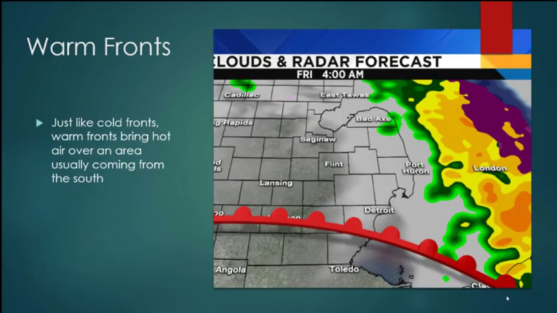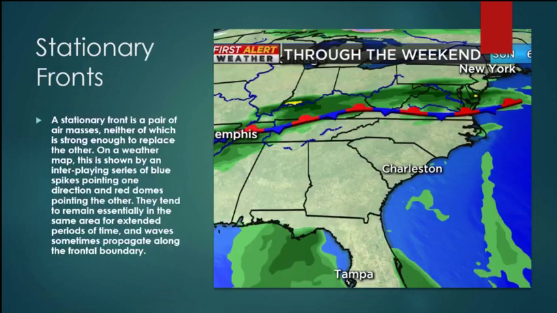Warm fronts. Just like cold fronts, warm fronts bring hot air over an area, usually coming from the south. Stationary fronts. A stationary front is a pair of air masses, neither of which is strong enough to replace the other, on a weather map. This is shown in an interplaying series of blue spikes pointing one direction, and red domes pointing the other. They tend to remain essentially in the same area for extended periods of time, and waves sometimes propagate along the frontal boundaries.